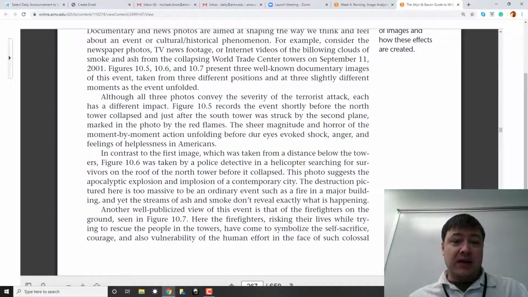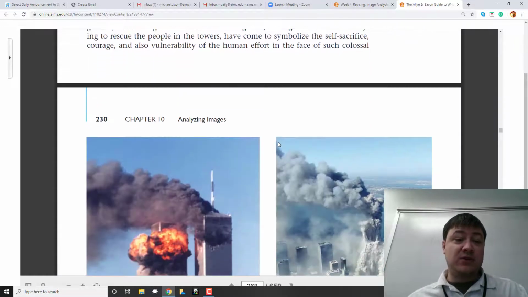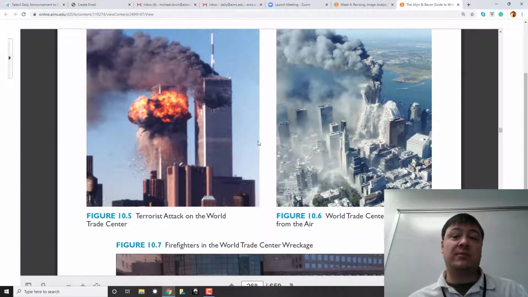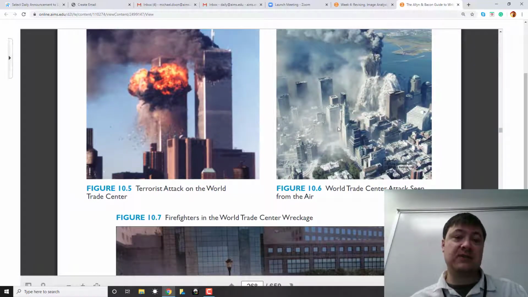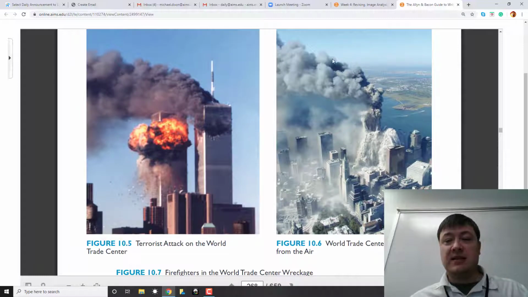So, going forward a little bit, in our reading they also talk about 9/11 and these different photographs. They break them down a little bit. They talk about how this one, taken from a faraway distance, seems kind of apocalyptic in a sense, like, wow, is this even real? Is this actually happening? But it's kind of impersonal in a sense.